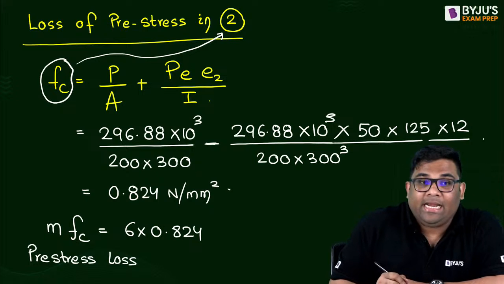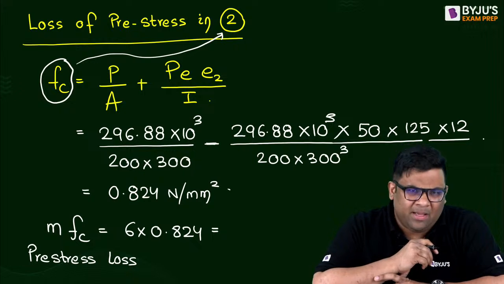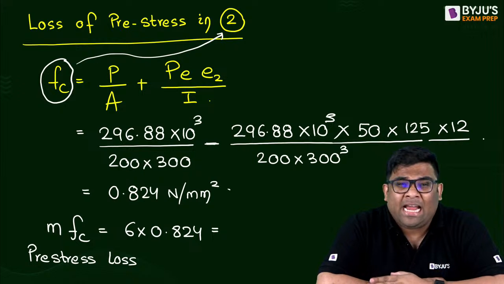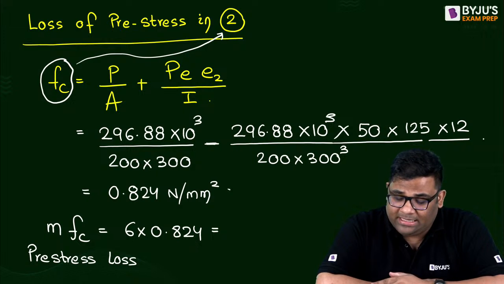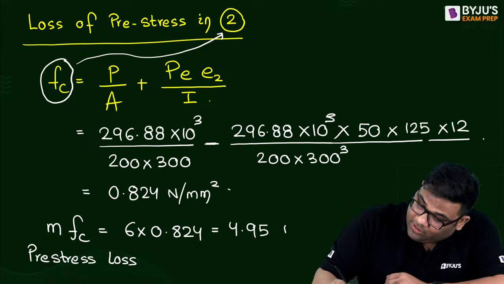6 into 0.824, that is how much? If I multiply, how much am I getting? 4 point something, we'll get 4.95 something, I think. 4.95, almost 0.5. Almost 4.95 Newton per mm square.